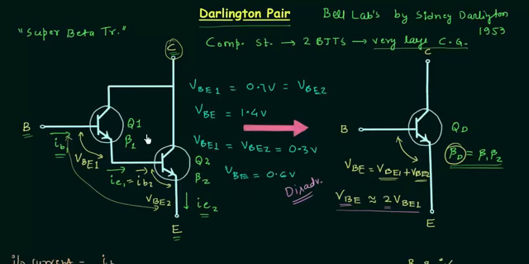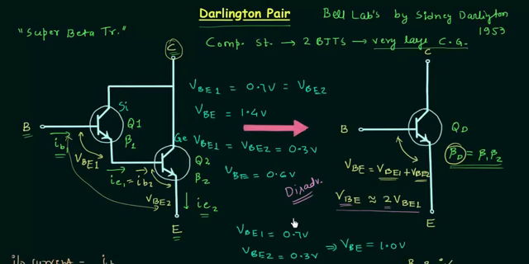Now we will discuss the case when the two transistors are not the same. Let's say Q1 is a silicon transistor and Q2 is a germanium transistor. In this case, VBE1 is equal to 0.7 volts and VBE2 is equal to 0.3 volts. This implies the barrier potential of the Darlington transistor is equal to 1 volt.